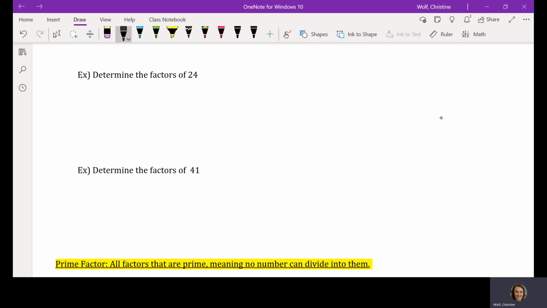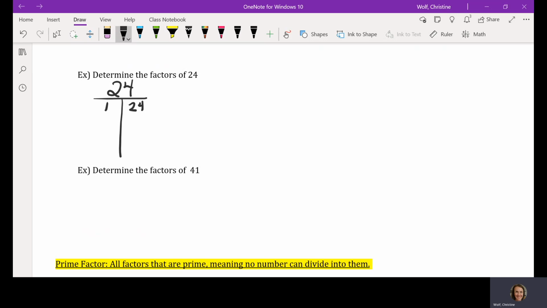So what I typically recommend students do is to create a T-chart. So there's our T-chart, and we write 24 at the top. Now we think of one way to multiply for 24. Now the easiest possible way to multiply for 24 is 1 times 24. That's pretty obvious. Okay, so you can see on the left-hand side I put the 1, and on the right-hand side I put the 24.